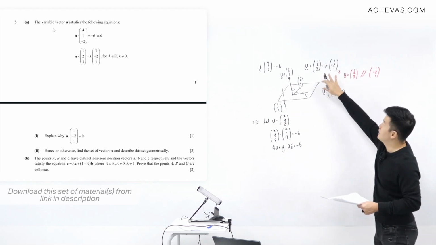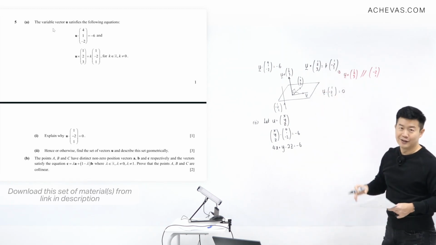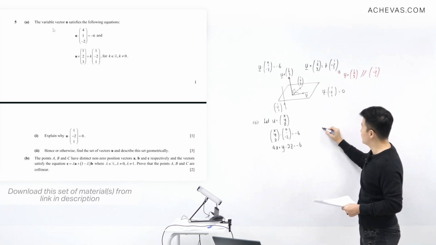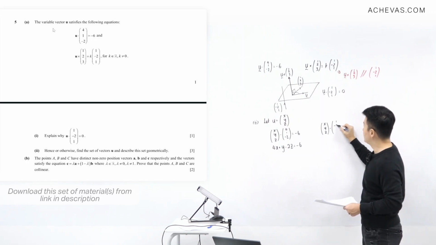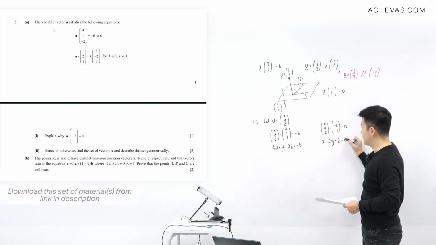And based on either this or this, I think I'm going to use this. Because if I were to use this, I'll have another k to try to resolve. So this is just one single unknown, which is u, which means that based on this, replacing u by (x, y, z), this dot (1, -2, 1) is equal to 0. So we have x minus 2y plus z is equal to 0.